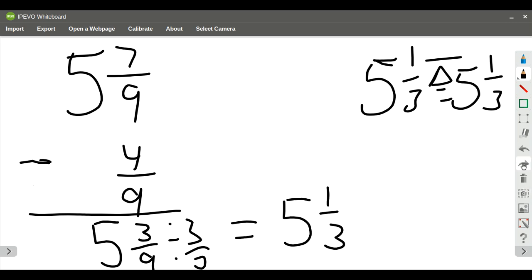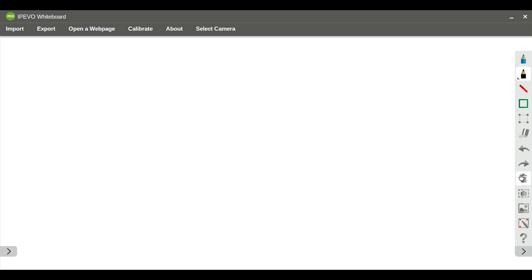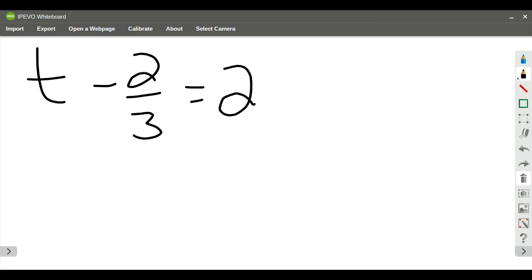Okay. We're going to do a couple more of these before I move into multiplying and dividing fractions and solving for a variable. So I'm going to go to number 2 in your guided practice on page 109, where I have t subtract 2/3 equals 25 and 3/4. So t subtract 2/3 equals 25 and 3/4.